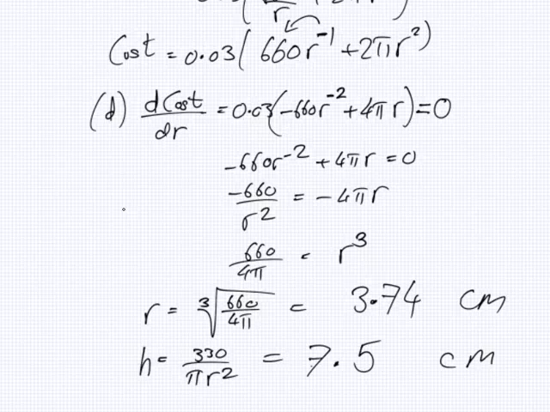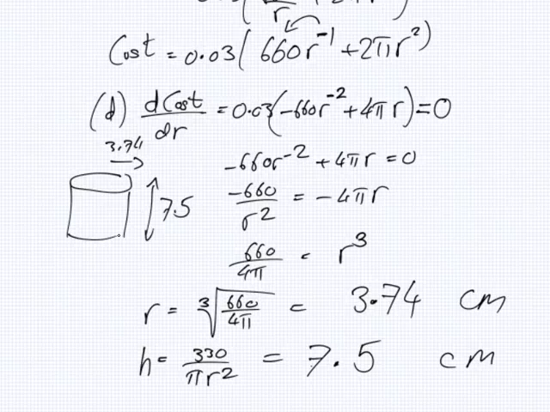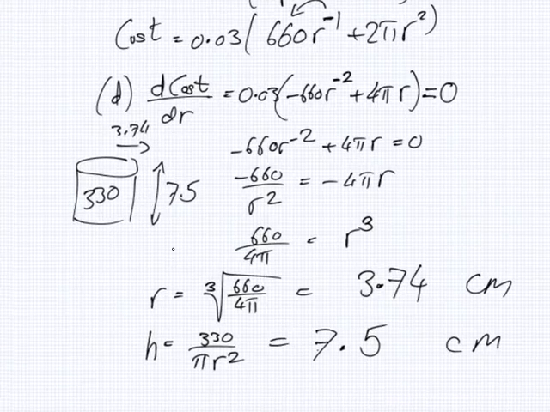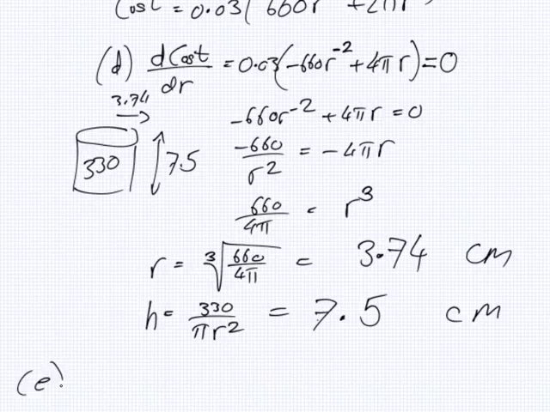So what you've just done is you've said, if I make the can 3.74 this way and 7.5 this way, that will be the cheapest I can make the can. That will have the minimum cost. It will hold the 330 that I need, but it will use the least area, and so the least cost. So this will make it a minimum. So the very last thing is to work out what that cost is.